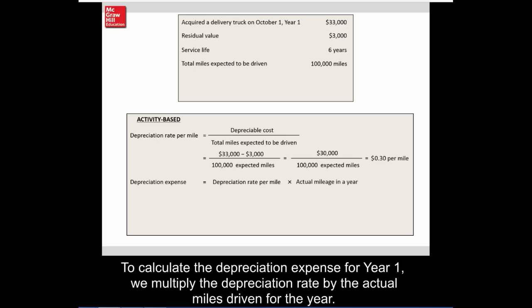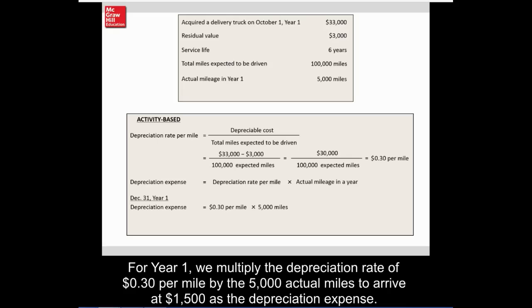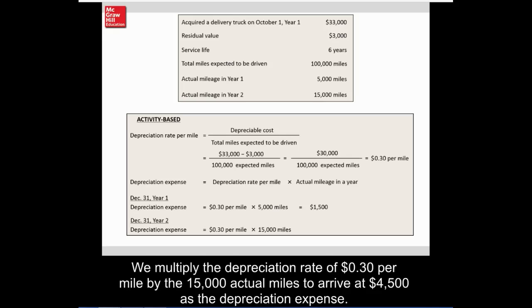To calculate the depreciation expense for year 1, we multiply the depreciation rate by the actual miles driven for the year. The actual mileage in year 1 is 5,000 miles. For year 1, we multiply the depreciation rate of 30 cents per mile by the 5,000 actual miles to arrive at $1,500 as the depreciation expense. For year 2, the actual mileage is 15,000 miles. We multiply the depreciation rate of 30 cents per mile by the 15,000 actual miles to arrive at $4,500 as the depreciation expense.